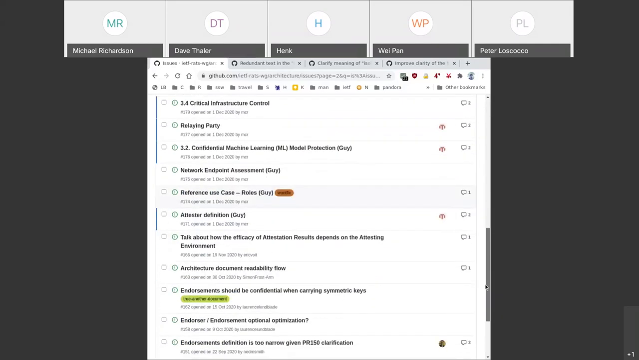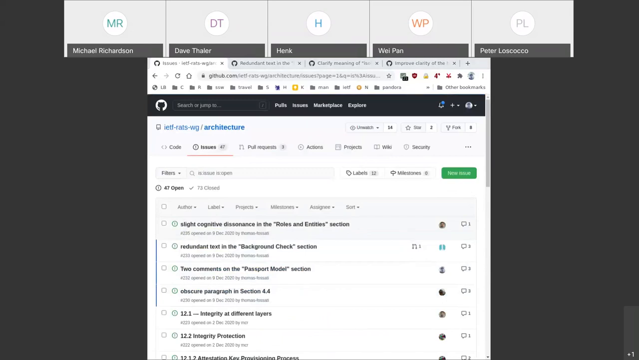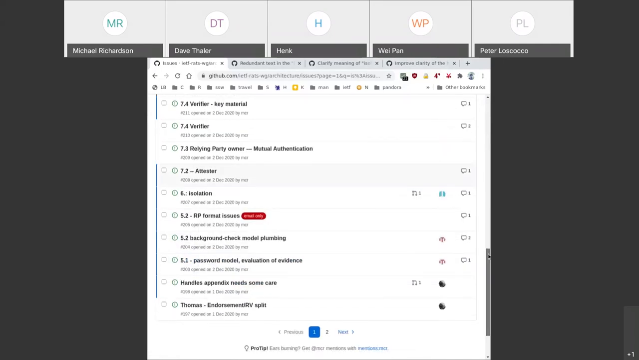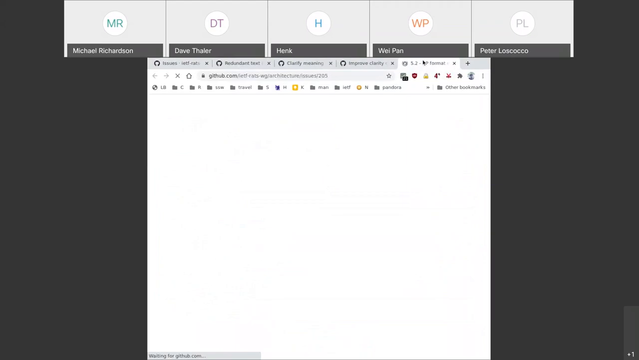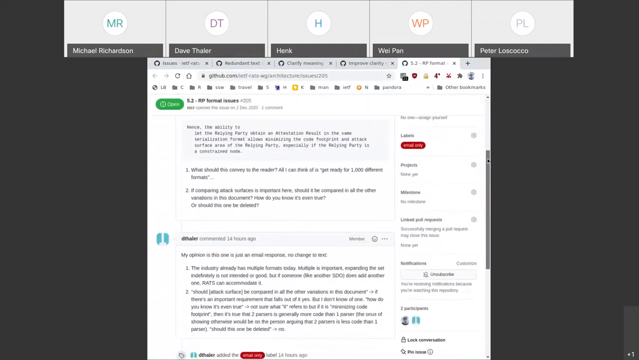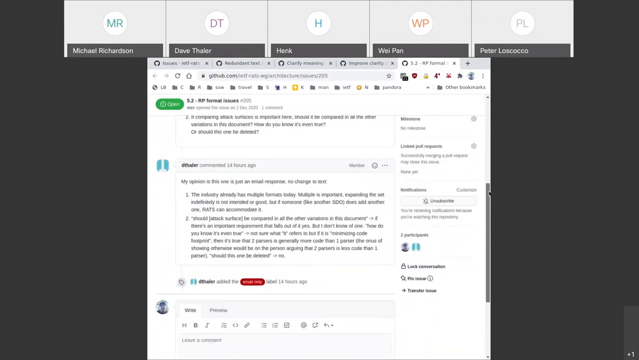Do you want to tell me which one is the email? On page one, it's the one that has the label that says email only. I created a new label because I didn't remember that we were using won't fix for that. Okay, this one. Okay, wonderful. People should review it, you can bring it up on the screen to see if people agree with my response in there. Yeah, I agree with that. Okay.